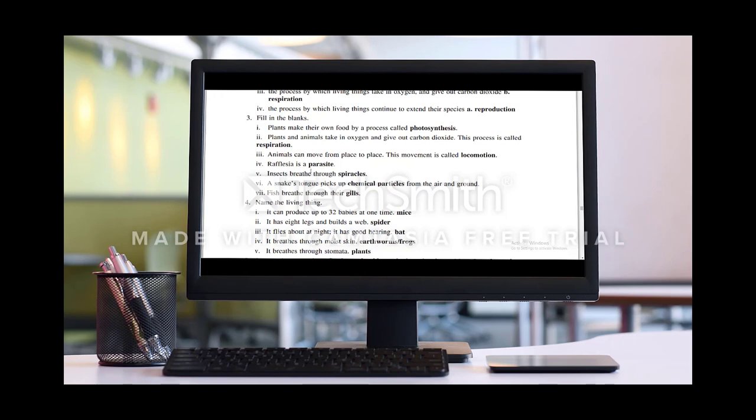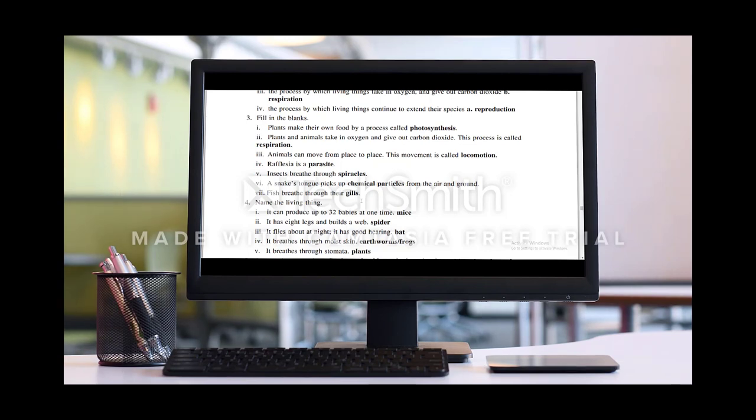Rafflesia is a parasite. Insects breathe through spiracles. A snake's tongue picks up chemical particles from the air and the ground. Fish breathe through their gills. At page number 32, all the fill in the blanks are going to be solved. So the next is number 4.